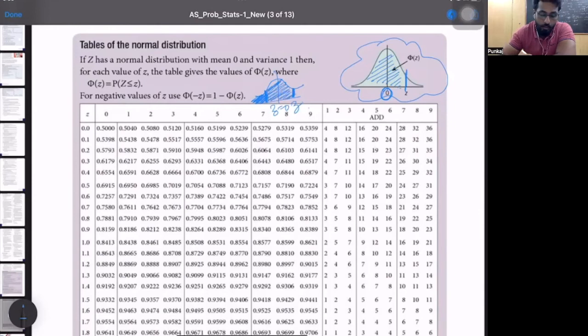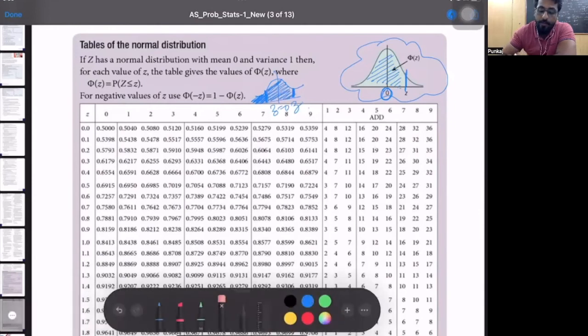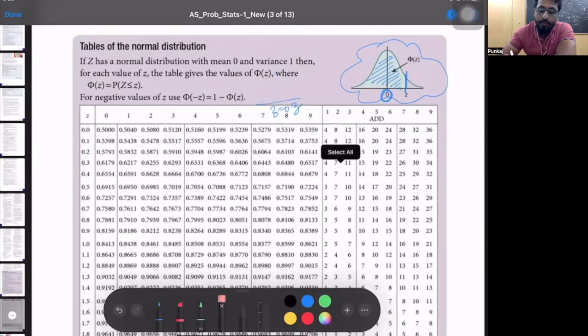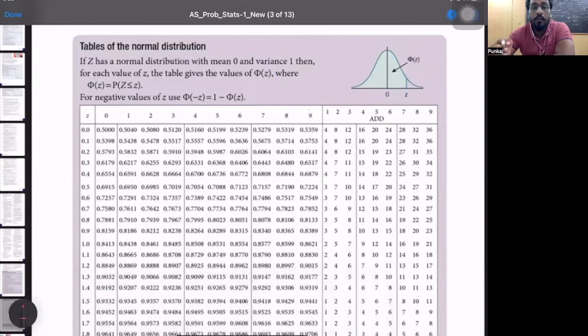Students, try and understand this well. I'll explain it one more time for you. Look at this. The table always gives you the area under the curve before the value of z. Whatever the value of z is given to you, whatever area is shaded before that, that's the area under the curve.